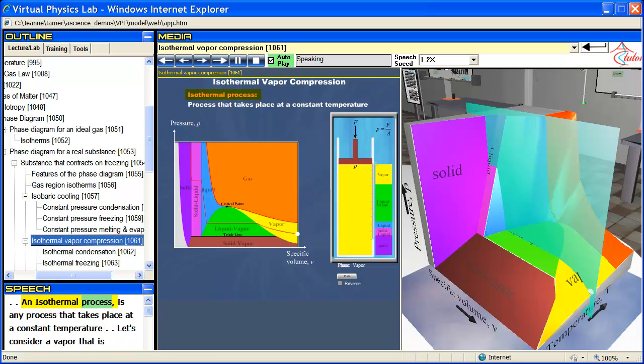An isothermal process is any process that takes place at a constant temperature. Let's consider a vapor that is undergoing isothermal compression, at a temperature that is between the critical point and the triple line. This can be achieved by placing an uninsulated piston cylinder arrangement inside the large tank containing a liquid that is maintained at the desired temperature.